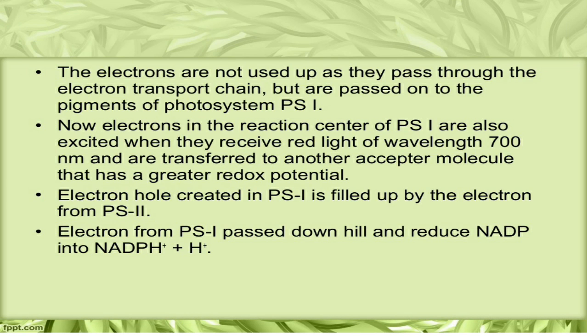The electrons are not used up as they pass through the electron transport chain, but are passed on to the pigments of photosystem PS1. The new electrons in the reaction center of PS1 are also excited when they receive red light of wavelength 700 nanometer and are transferred to another acceptor molecule that has a greater redox potential. The electron hole created in PS1 is filled up by the electron from PS2. The electron from PS1 passes downhill and reduces NADP into NADPH.